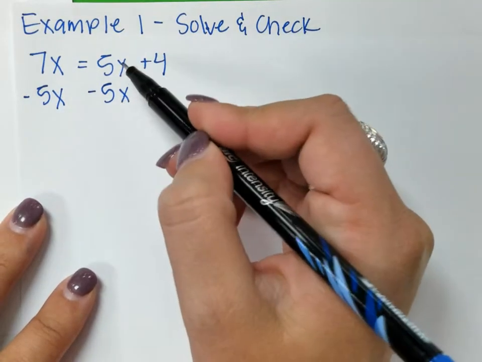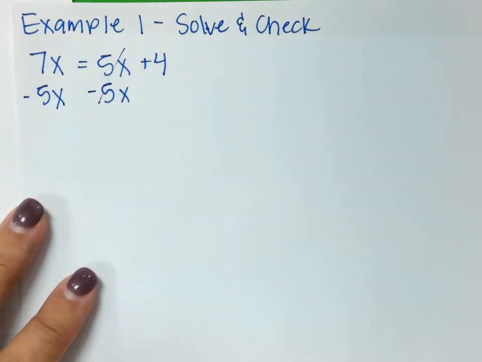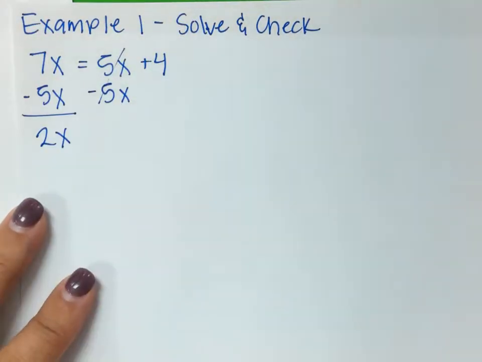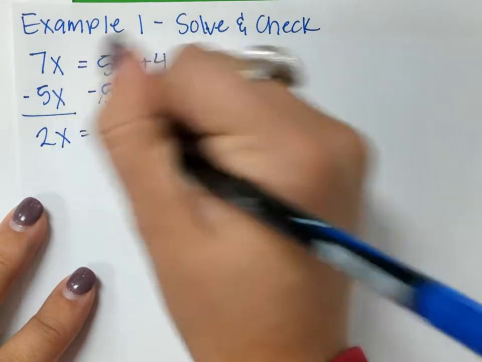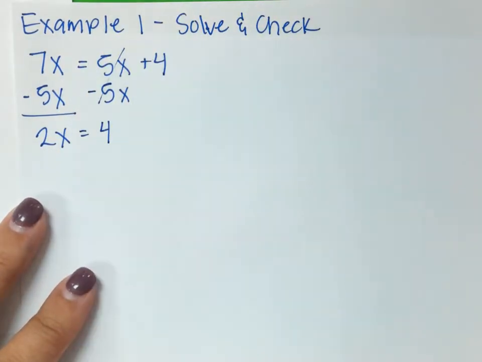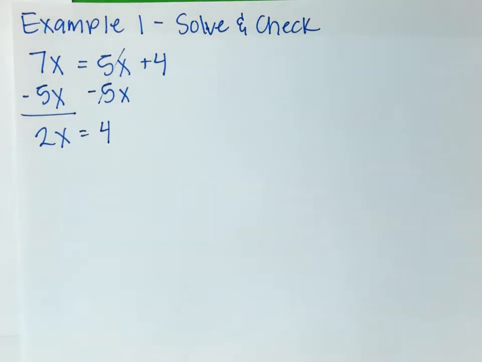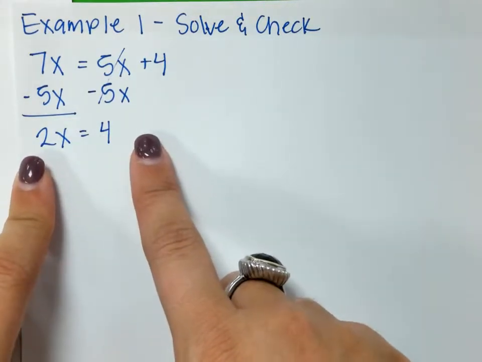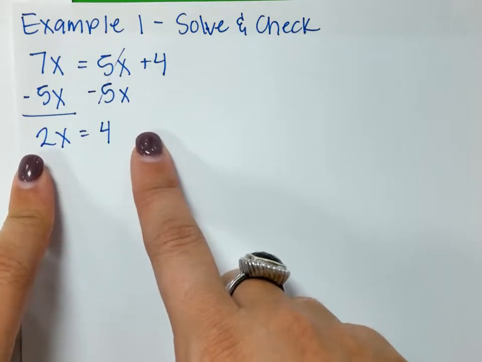So when I do that, that means that these cancel, right? And it leaves me with 2x on this side. 7 minus 5 gives me 2, which is equal to, bring down my 4. Okay. So now my variable is on my left-hand side and my constant is on the right-hand side. So now I can solve for x.